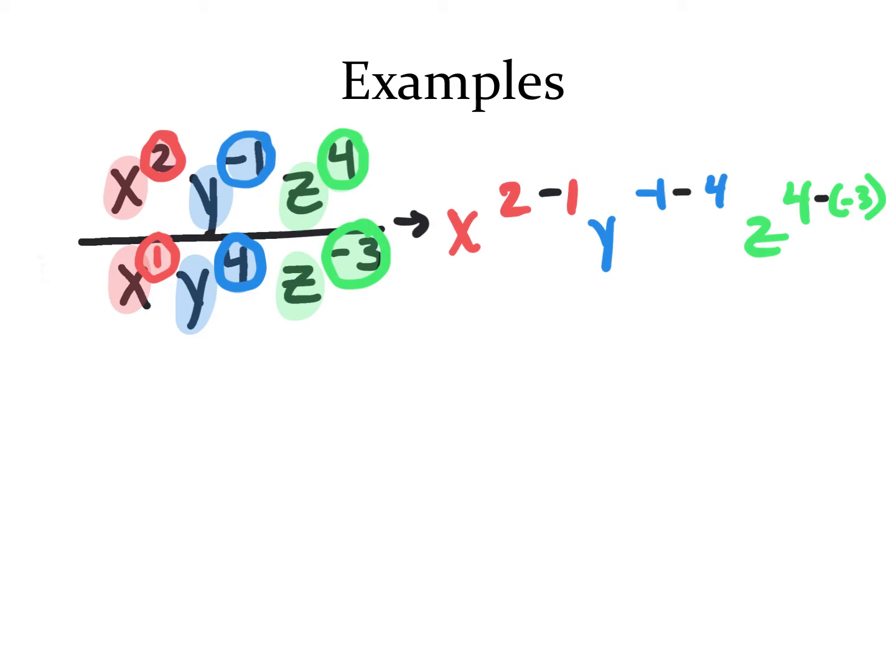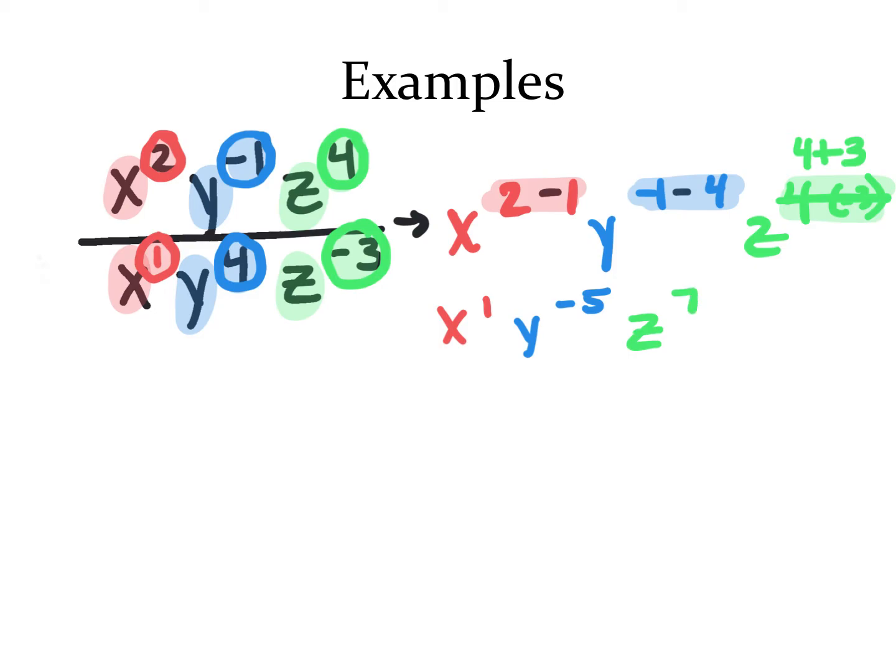Now when I simplify, x to the 2 minus 1 becomes just x to the first power. Then the negative 1 minus 4 is going to become y to the negative fifth. And then lastly, for the z, if I'm going to combine the 4 minus negative 3, the minus and negative is really a plus. So it becomes 4 plus 3. So this means I have z to the 7th.